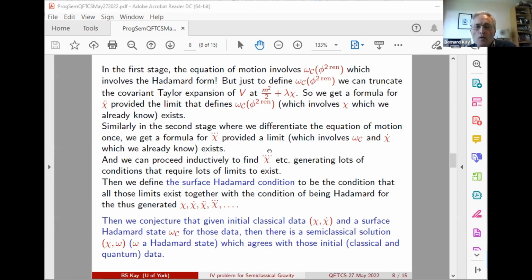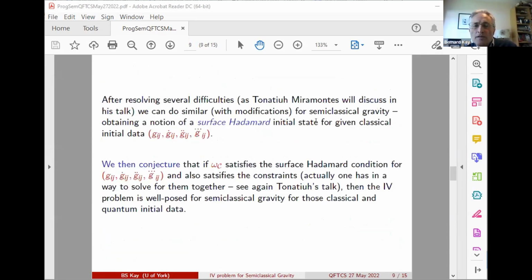I should say all our work results in conjectures, not theorems. That would be yet another difficult project, to prove all these things. But we think we've established reasonableness arguments for all these conjectures.